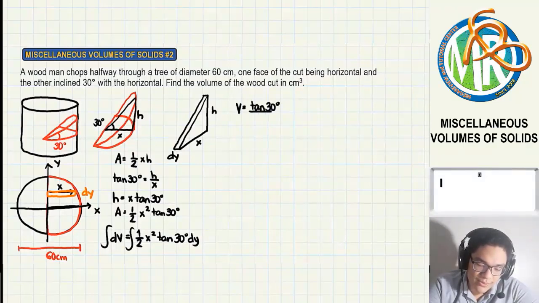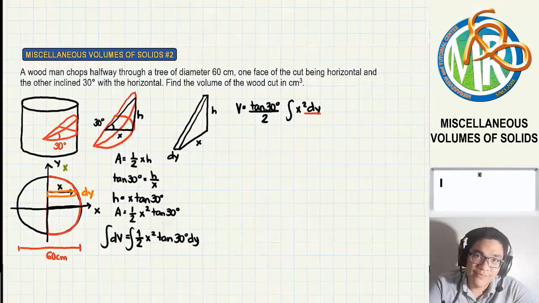Okay? So, yung volume natin is tangent of 30 degrees over 2 times x squared dy. Okay? So, hindi pa natin yan ma-integrate kasi y yung variable of integration natin. And meron pa tayong variable na x, no? So, what we need to do is we express x in terms of y. So, paano natin ma-express x in terms of y?